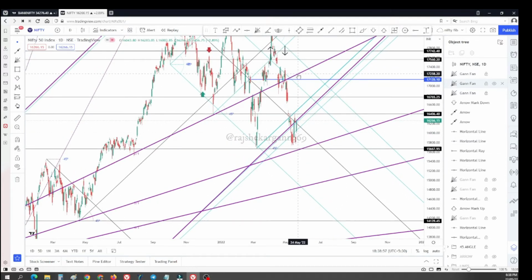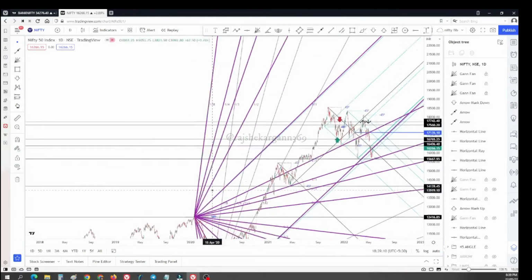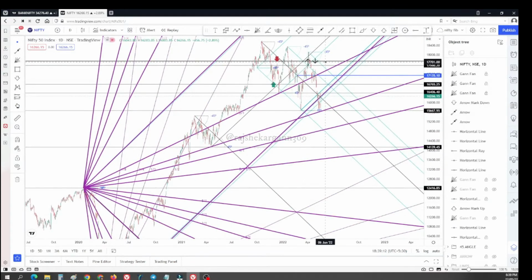If you hit this resistance, the more time it takes, it moves slowly, and as it moves, it has to break this 45 and this 45 to reach this angle, 2 by 1, which is coming from the previous top. That is a positive case scenario.